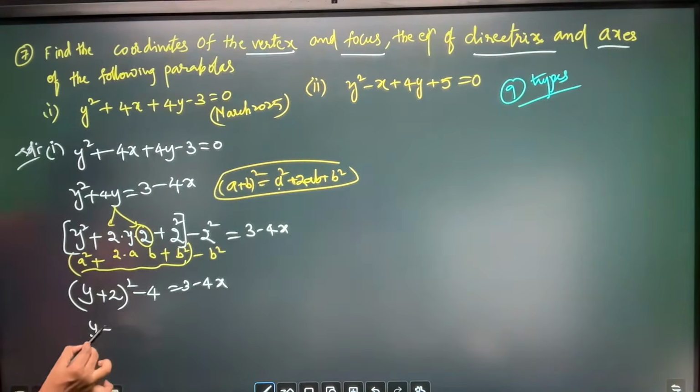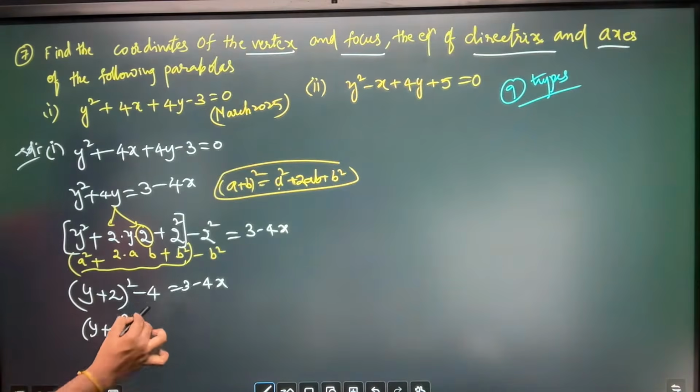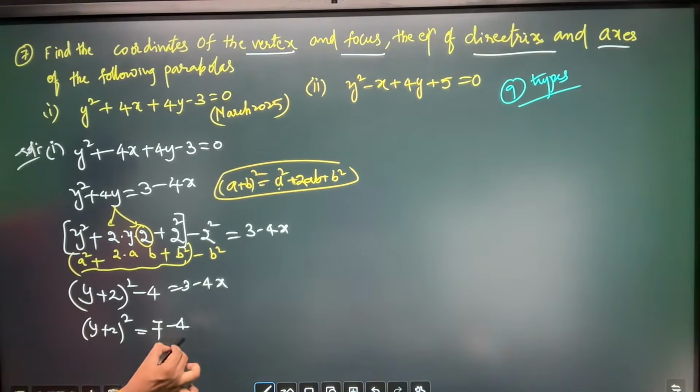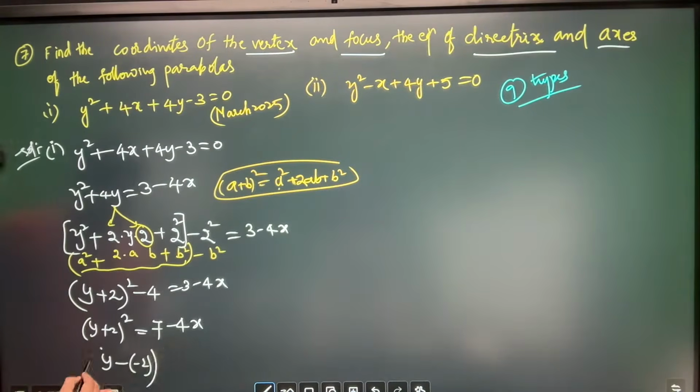So therefore (y plus 2) whole square is equal to, send this minus 4 value to RHS. Minus 4 on the other side becomes plus 4. So 7 minus 4x, 7 minus 4x. Clear? 7 minus 4x.